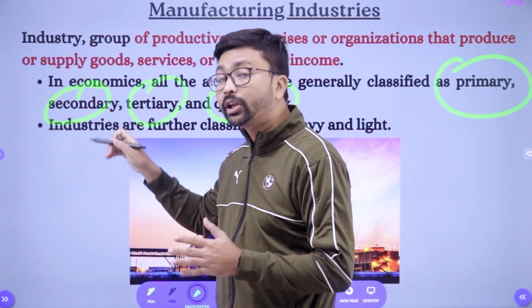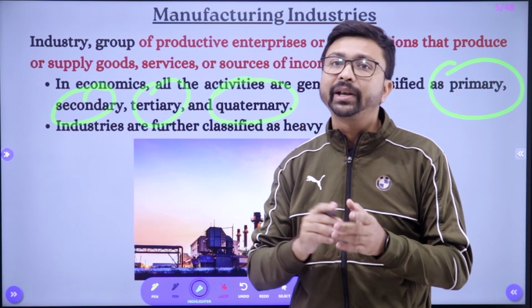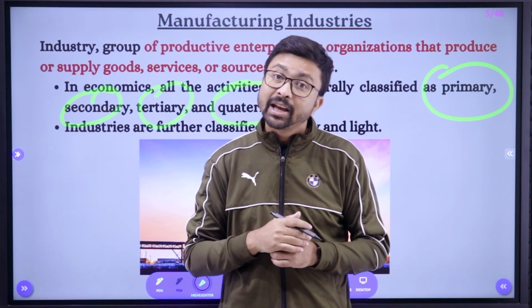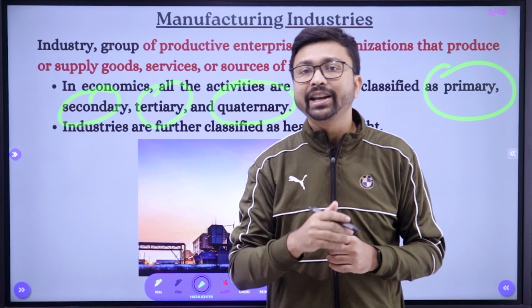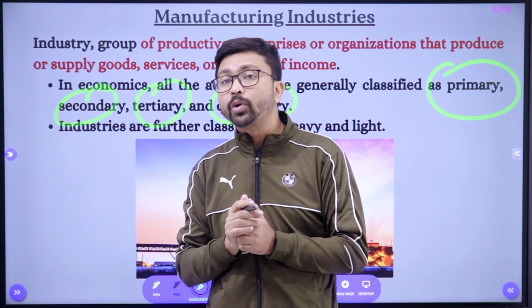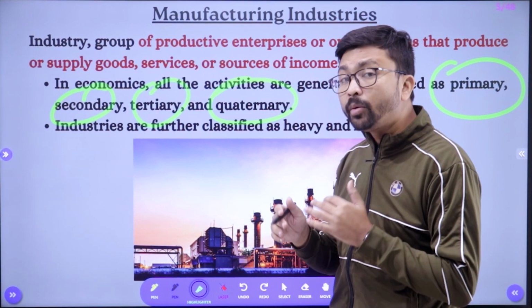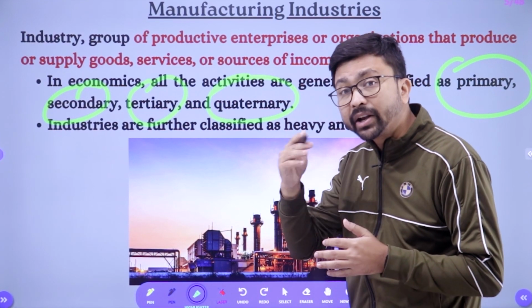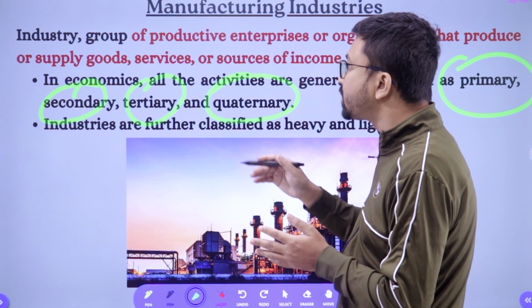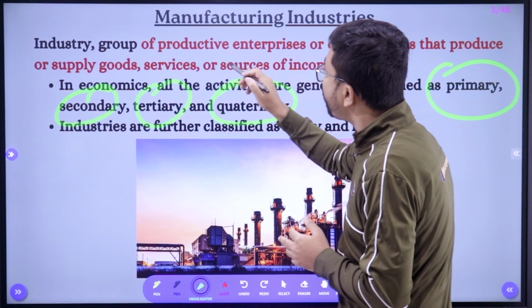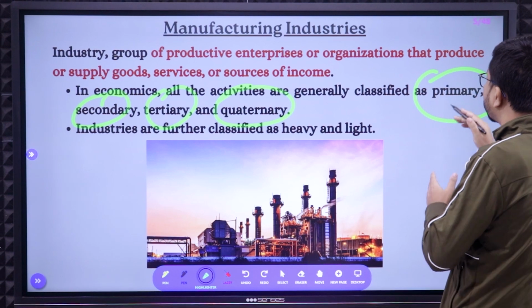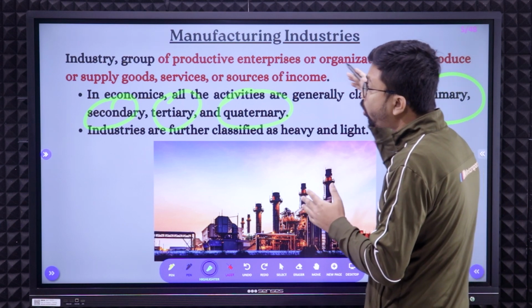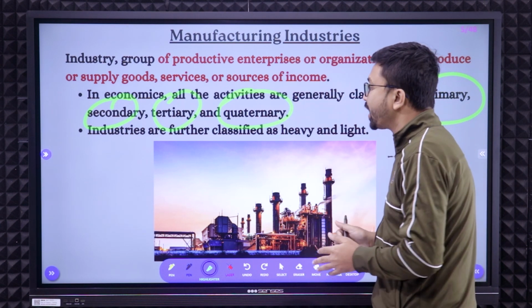So secondary activity, what are they saying? In secondary activity, they are using the raw materials that they are getting from agriculture as well as mining. Whatever product or output they are getting from mining and agriculture, they are polishing it for better use, and that whole process of polishing it or making it a better or fine product is called industry. So industry is a group of productive enterprises or organizations that produce or supply goods, services or sources of income. All those activities together are called industry.